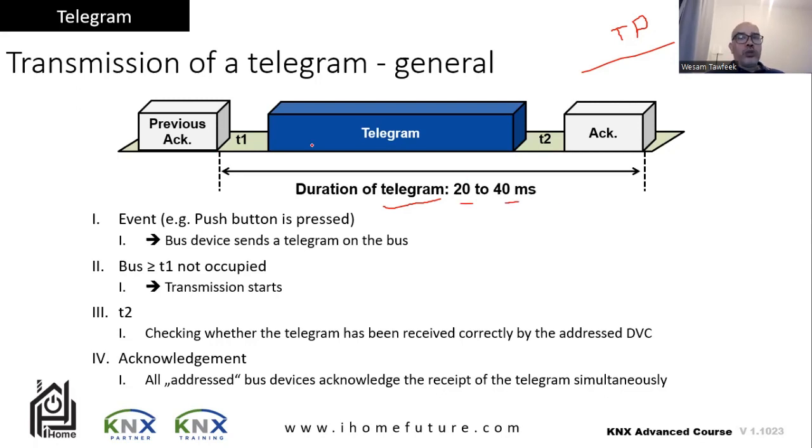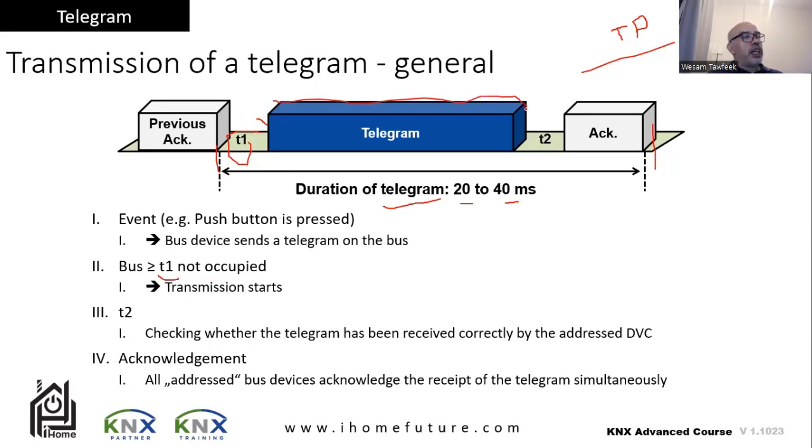How to measure or see the length? We check it from the T1 until the acknowledgement. What is the T1? Before I send the telegram, the device first checks if the bus is free for a T1, then a telegram will be sent. So this is the T1. First I'm checking that the bus is not occupied. Then I start my telegram.